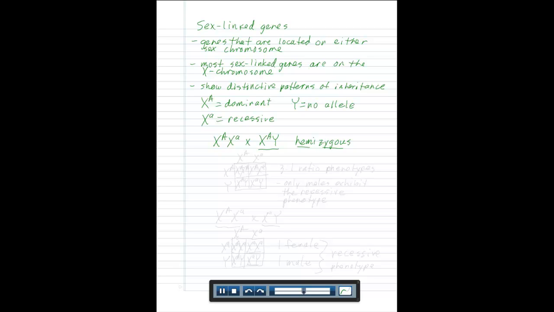So let's go ahead and set up our Punnett square just like we would in any cross. And we'll put the female's gametes here, which are represented by the chromosome with the allele. And we'll put the male over here. And then we'll fill it in just like we would ordinarily. Notice we do get a 3-to-1 ratio of the phenotypes.